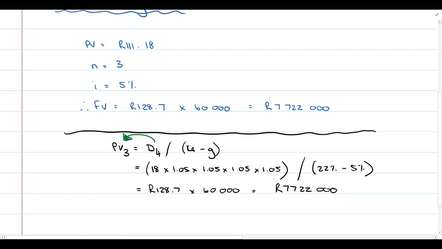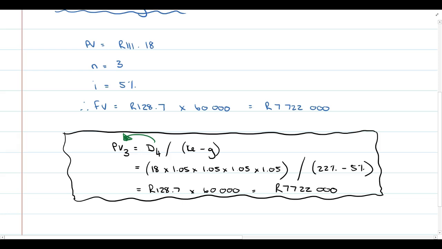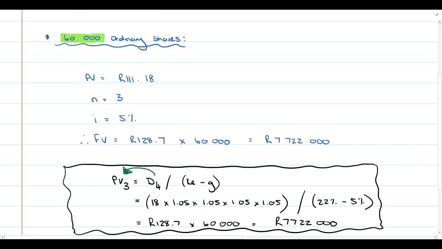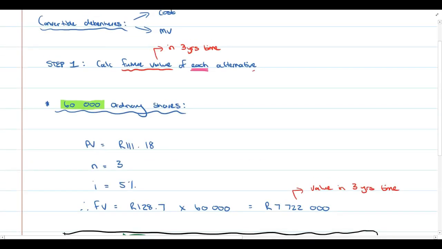All right, so it's up to you. Obviously, you don't have to perform both calculations. You can do whichever calculation makes more sense to you, but you do need to calculate the future value of the 60,000 ordinary shares in 3 years' time. So that was the one alternative. Either the debentures will convert into ordinary shares or they will remain debentures. So we now need to calculate the future value of the other alternative if they remain debentures.